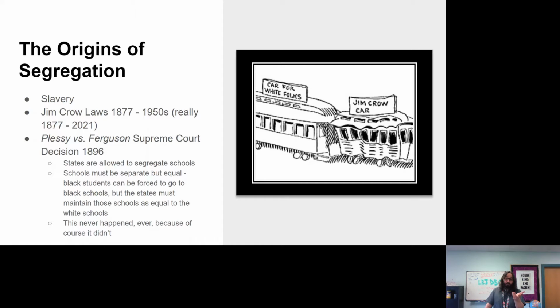and like we've talked about with Lyndon B. Johnson in his past, Mexican-American schools, Hispanic people is who went there. And then on the West Coast, they would have Asian schools just for Asian kids, that kind of thing. So separate but equal. Black students can be forced to go to all black schools, or Hispanic kids, or Asian kids, or Native American kids. But the states must maintain those schools as equal to the white schools.